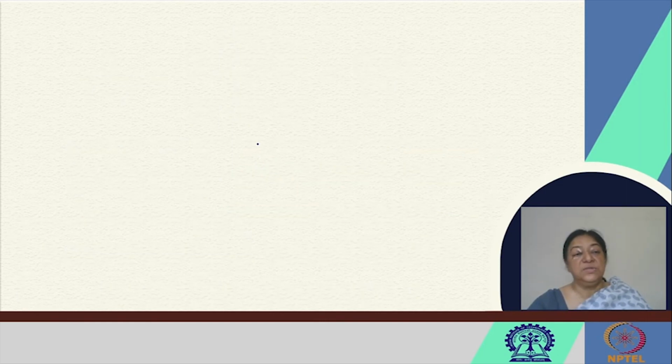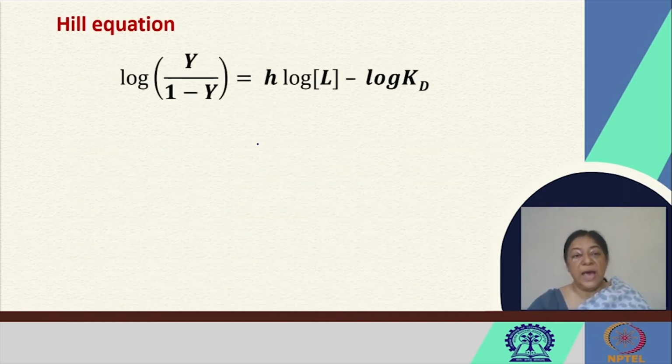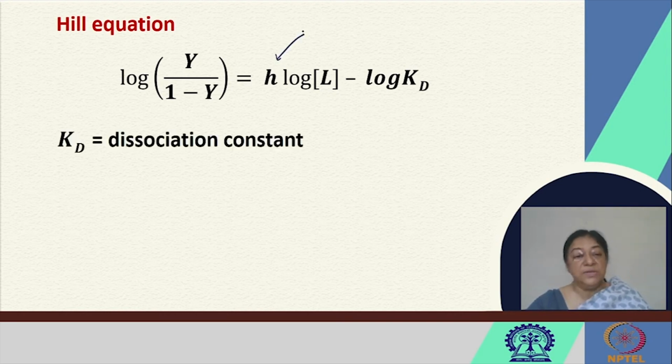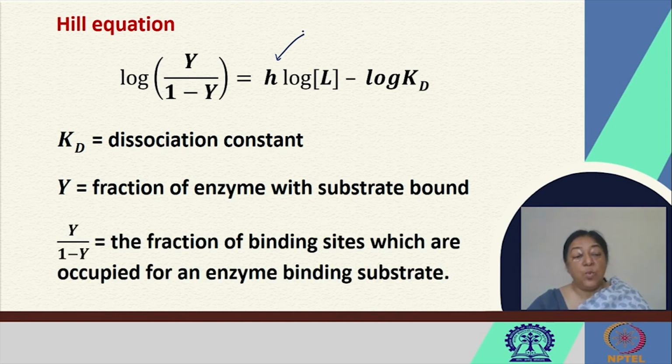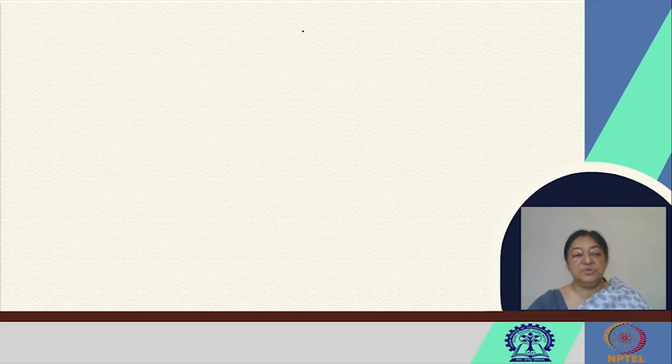Let us see how this looks. This is called the Hill equation. So we have log y by 1 minus y equal to h log L minus log Kd. We will see what this h means in a moment. Kd is the dissociation constant, y is the fraction of the enzyme with substrate bound, and y by 1 minus y is the fraction of the binding sites which are occupied for the enzyme binding substrate.